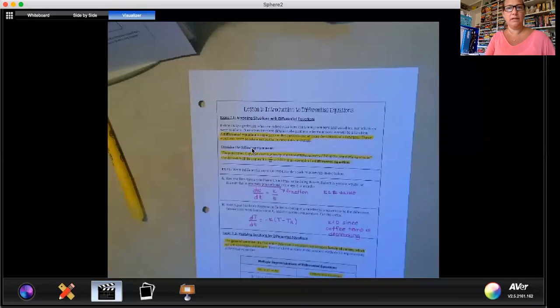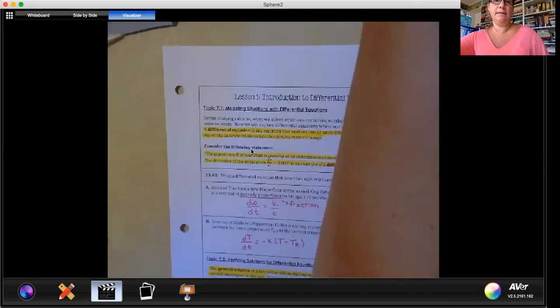Hey guys, today we're going to start Chapter 7, Section 1, Introduction to Differential Equations. There are some things that I have already filled in for you guys, highlighted some things, and you're going to want to have a calculator handy.